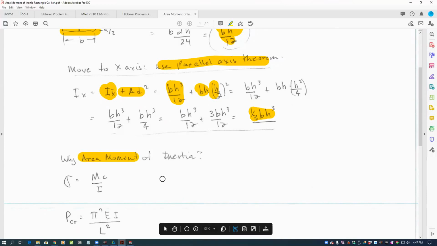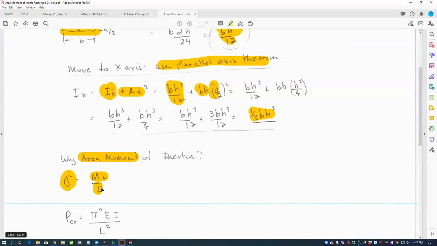A common equation where we use area moment of inertia is in the calculation of flexure stress or bending stress. We use sigma, same Greek letter that we use for normal stress, but in bending stress, it's Mc over I. The magnitude of the moment times the distance from the centroidal axis over the area moment of inertia. So we can say that the maximum bending stress or flexure stress is directly proportional to the moment, the product of the moment and the distance from the neutral axis, and inversely proportional to the magnitude of our area moment of inertia.